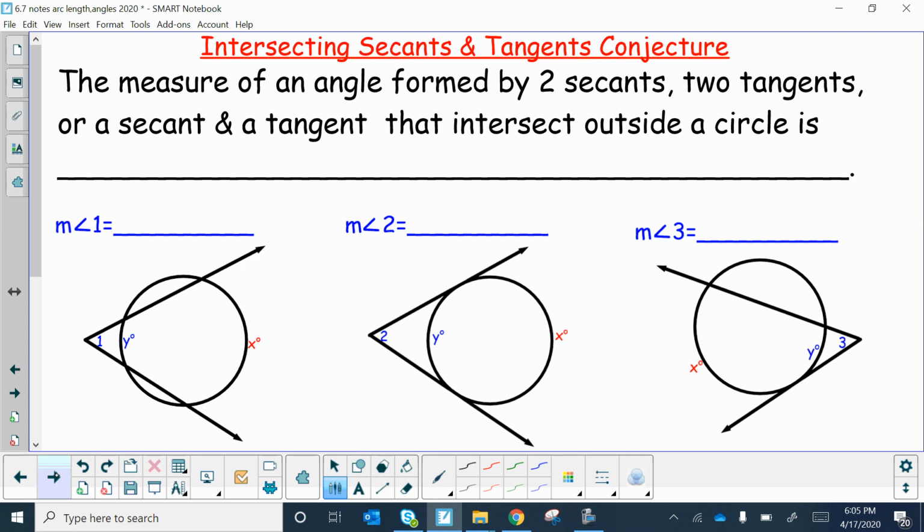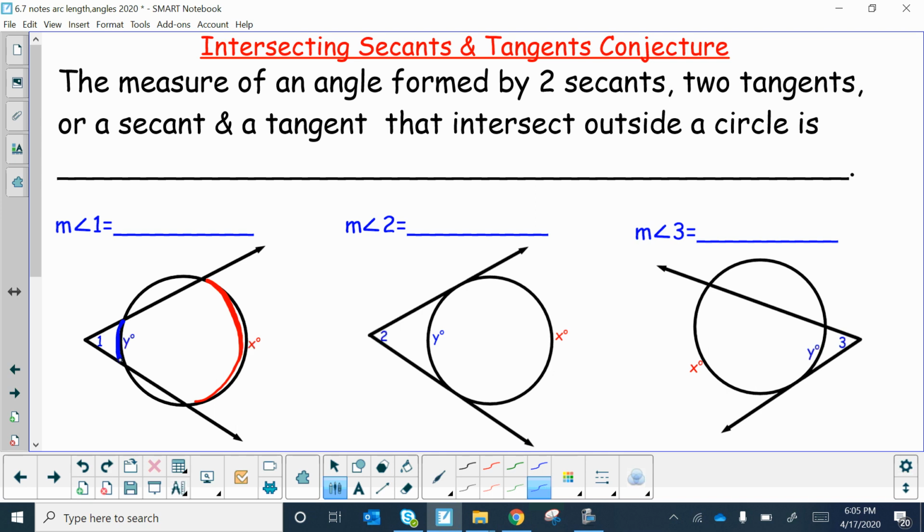Here's our second conjecture. It's kind of like 3 conjectures in one, but they're all pretty similar, so that's why I put them in one conjecture. Okay, so let's look at the picture first, and then we'll write out the conjecture. So we have arc X. I'm going to highlight it in red. Arc X goes from there to there. Okay, and then we have arc Y, which goes from there to there.